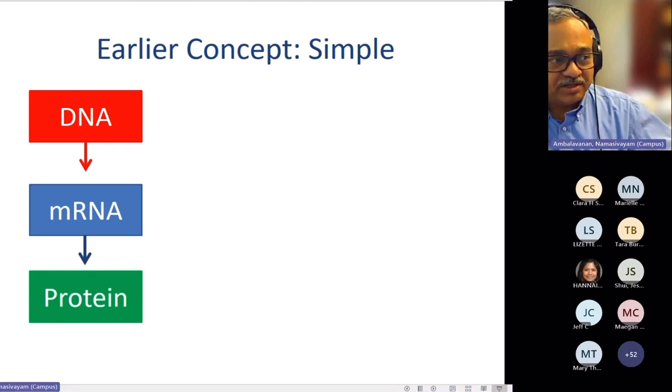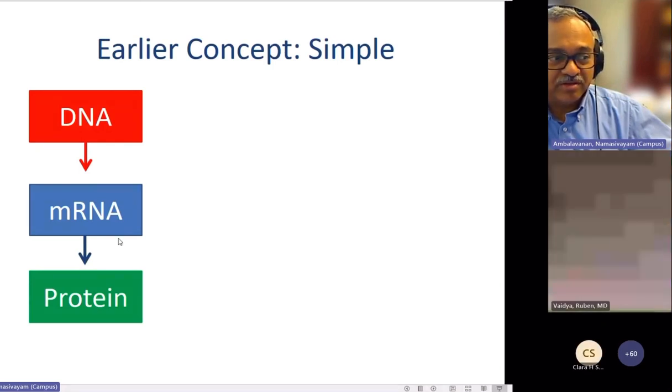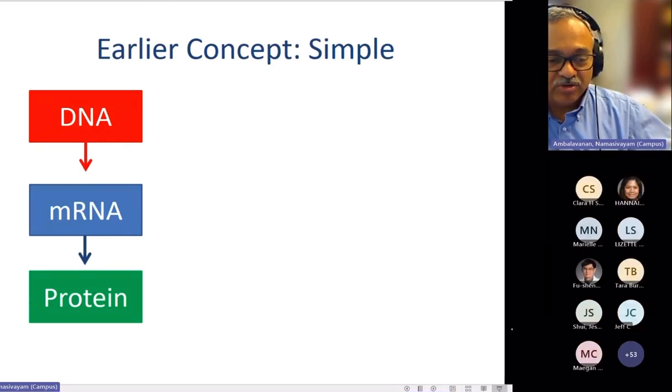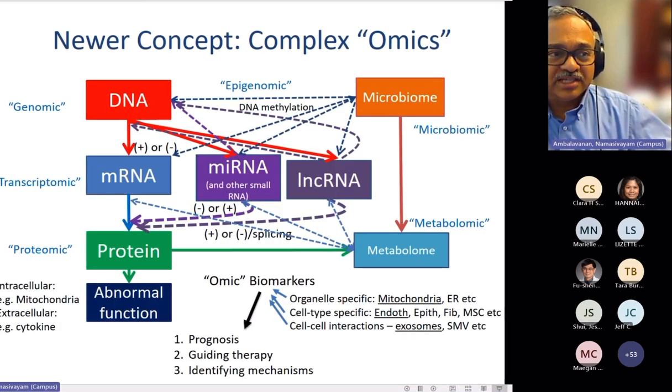So this was what we learned in medical school in the 1980s, or about 40, 50 years ago. And this was simple. We had DNA, which led to the formation of messenger RNA, and then to the formation of protein. So that's quite simple, easy to remember. But now we know that it's actually a lot more complex than that. We have all these different omics. We have the genomic effects, and then the transcriptomic effects, and the proteomic effects, and the epigenomic. That is, DNA can be methylated, and then there's microRNA, which can also affect splicing.